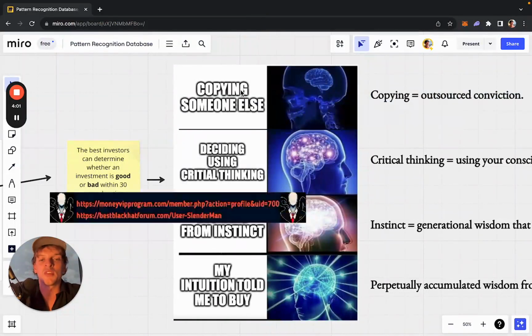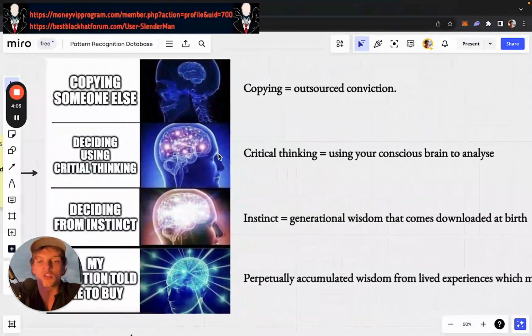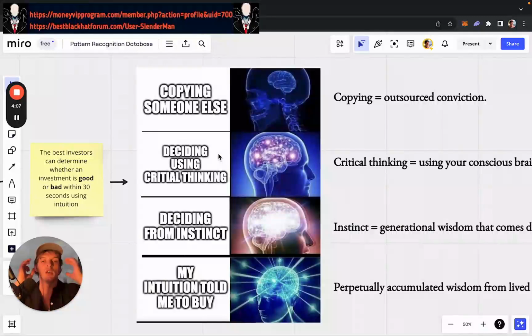The next level is critical thinking. So critical thinking is using your conscious brain to analyze. It's you consciously looking at the data, taking it into your conscious brain, and then deciding what it is that you want to do. Okay? It's better than copying some dude on Twitter, but it's not the best.